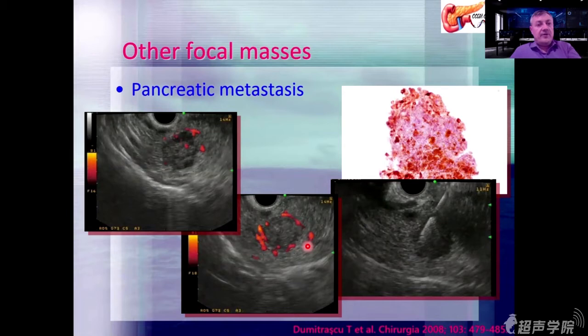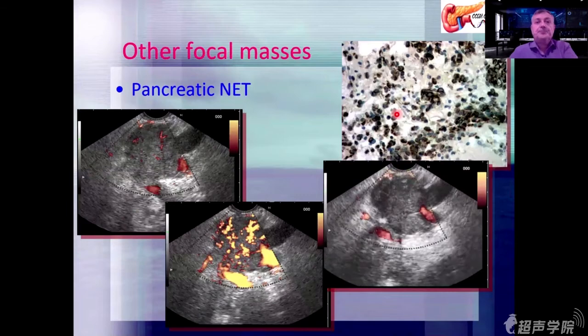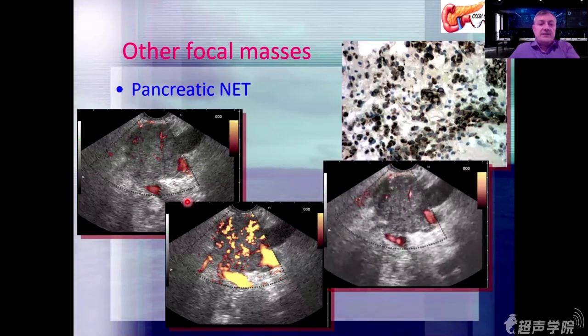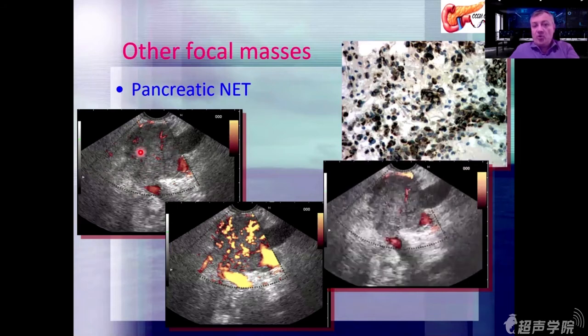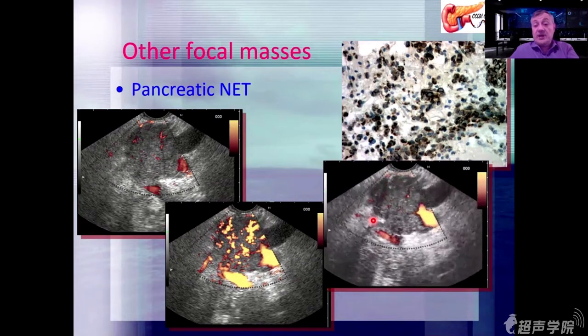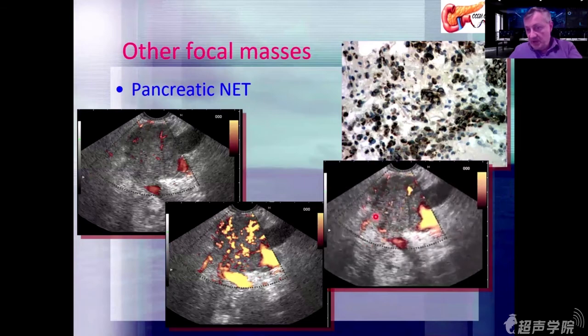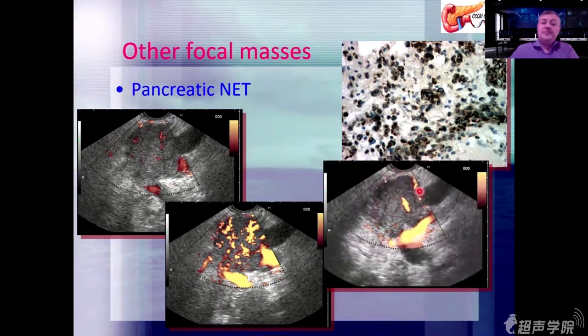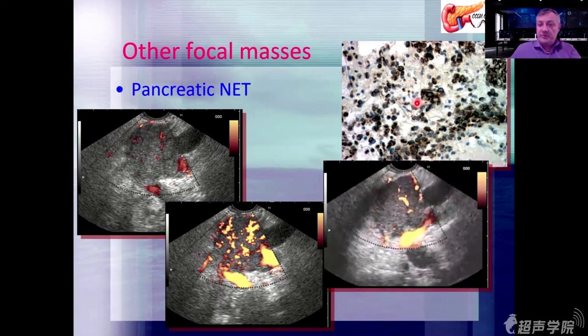And please don't forget that there are other focal masses. This was an example of focal pancreatic ocular melanoma metastasis. You can see here the collateral circulation, and this was confirmed after US-FNA puncture, and you see that it was positive for HMB45. Other focal masses, this is an example of a neuroendocrine tumor. So basically before contrast enhancement you see some Doppler signals. After contrast enhancement you see that the mass was actually hyper-enhanced, and you see here the hyper-enhanced or hypervascular neuroendocrine tumor. Again, diagnosis confirmed by US-FNA.